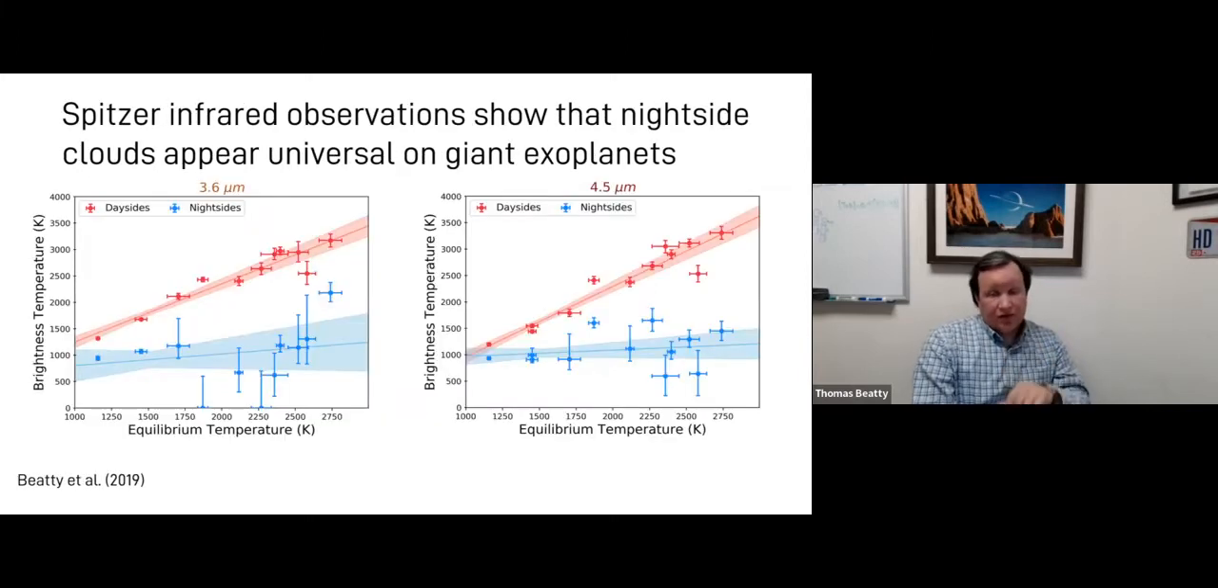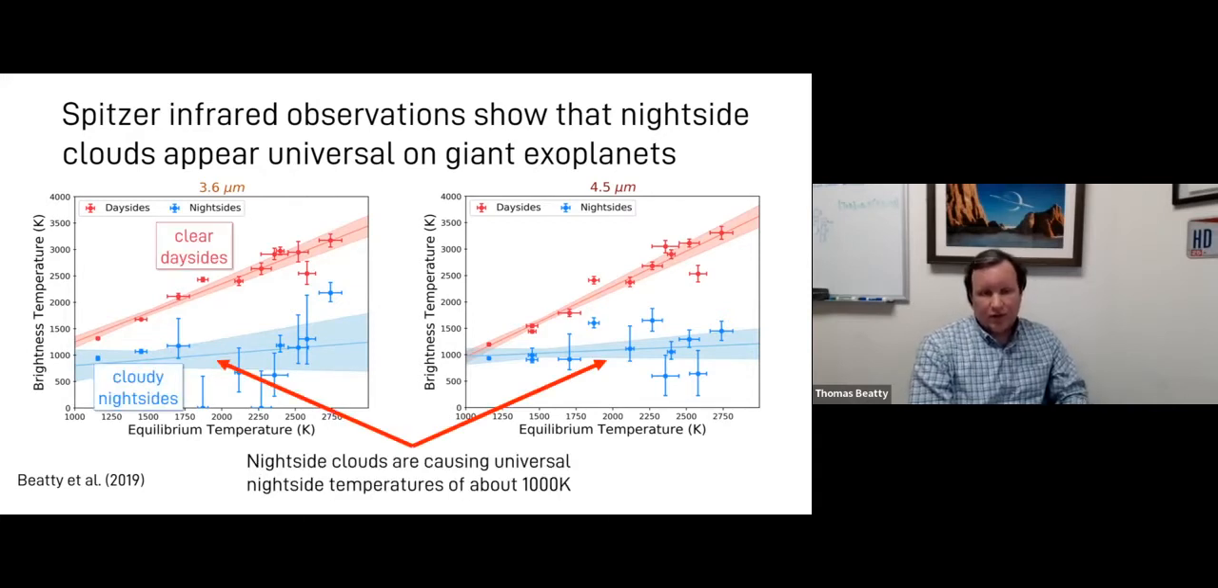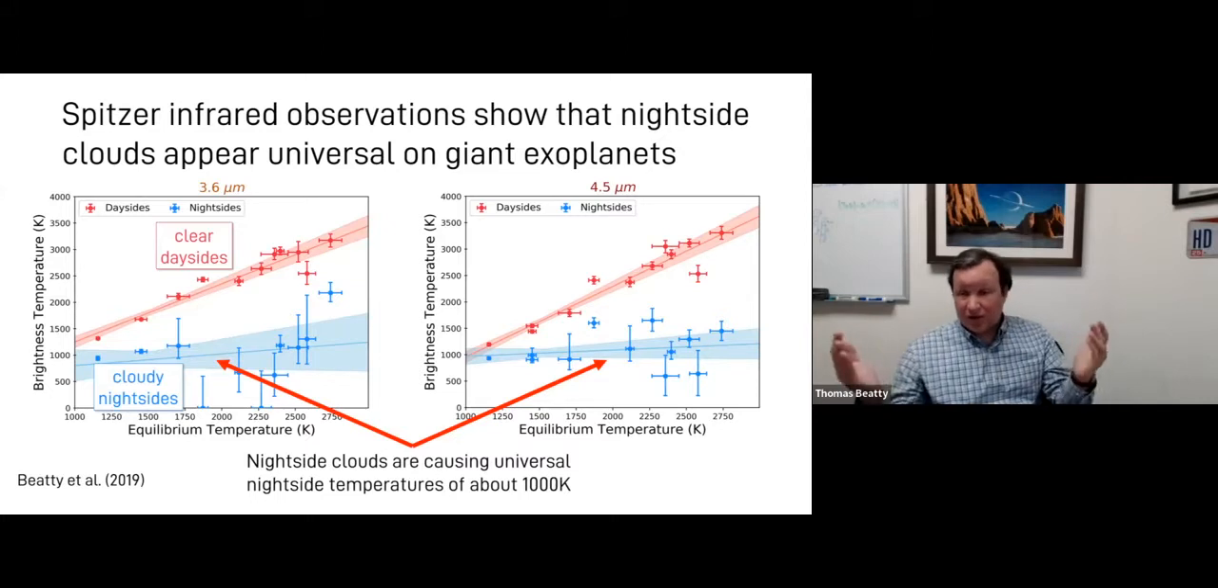And I will say that Spitzer infrared observations have shown us generally that at least night-side clouds appear universally present on giant exoplanets. So for hot Jupiters, usually people conceptualize them as not having clouds, but actually these observations have shown that even for hot Jupiters, night-side clouds are certainly present universally. The way to interpret this is that the day sides are clear on hot Jupiters.